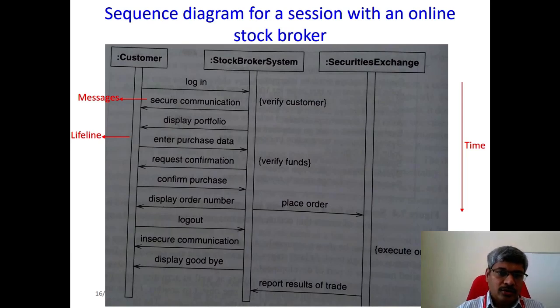So once again, here are the objects, here are the actors, and this is the lifeline, until when the object is alive. And here are the messages which are happening, and the messages happen in a sequential order. That is why it's a sequence diagram, and the time goes down. So that's about it. And we also have discussed this concurrent message exchange happening there.